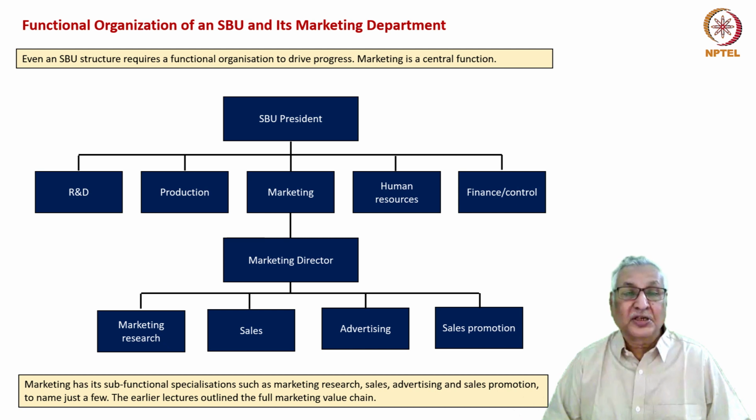The typical functions in a company or an SBU are R&D, production, marketing, human resources, and finance, and within marketing we would have functions which are subunits such as marketing research, sales, advertising, sales promotion, and so on. These functional subspecializations help marketing have a holistic view of the development of a product's journey from concept to customer sales, and also expanding that journey horizontally and vertically.